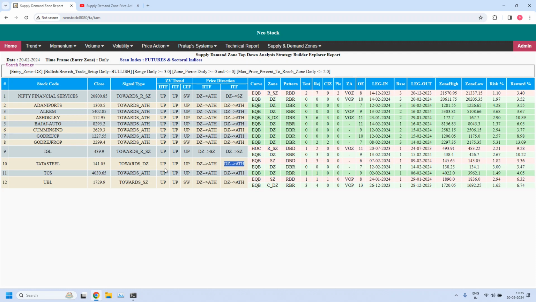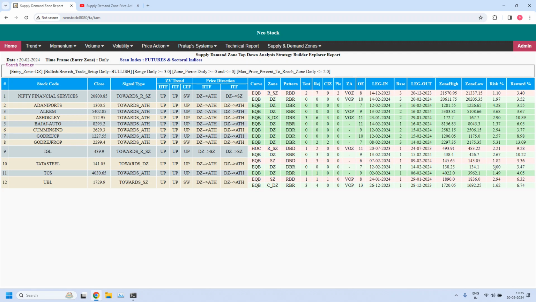And look into the trend. Monthly trend is up, weekly trend is up, even daily trend is also up. Very strong bullishness. So you need to keep an eye on Tata Steel. And the reward is 3.47%, but risk is 3%. That means it is only a 1:1 RR it is having.